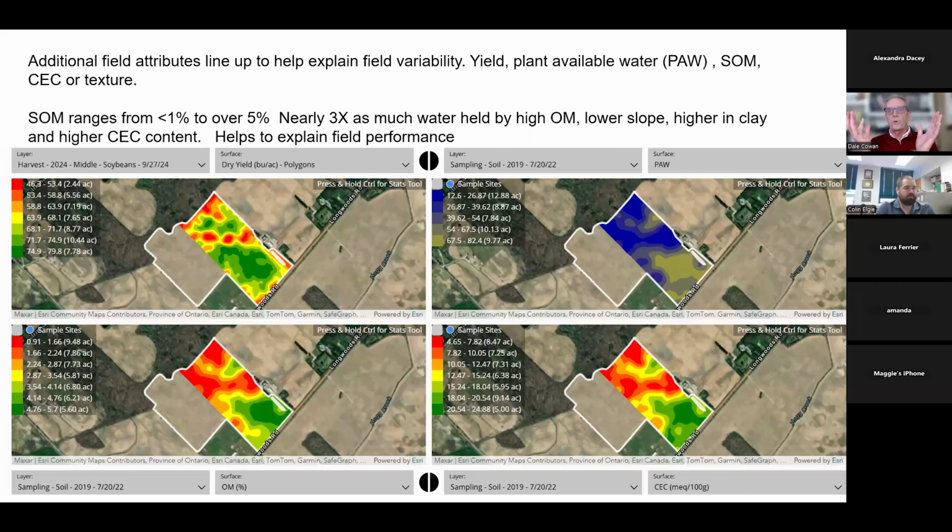So I've got 4 pieces of information supporting why the field is yielding the way it is, and why the nutrient profiles are the way they are, looking at the difference in soil texture. So I've got a different view of nutrient management on this field with more information.